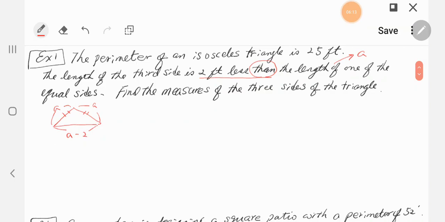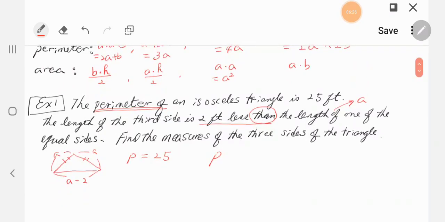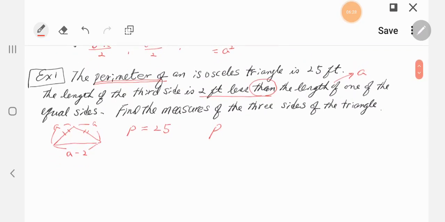Okay, and the perimeter is given. The perimeter is 25 feet. So since the perimeter is given, use the perimeter formula. So what's the perimeter formula? The perimeter of a triangle is the sum of all side lengths, right?